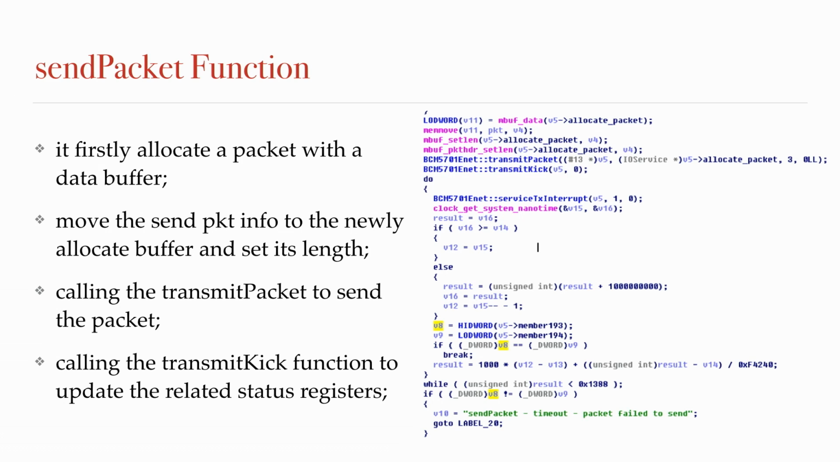Here is the implementation of the send package function in Apple BCM. It firstly allocates a package with a data buffer, moves the send package info to it and updates its length. Then it calls the transmit package function to send the package. And last, it calls the transmit kick function to update the related status register.